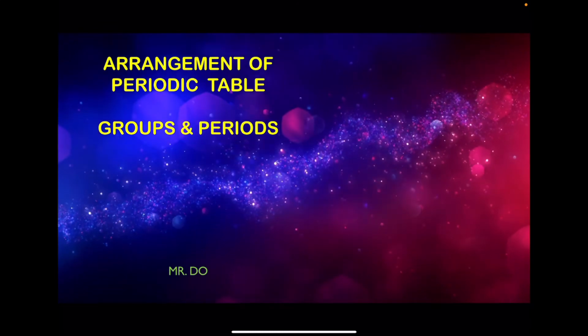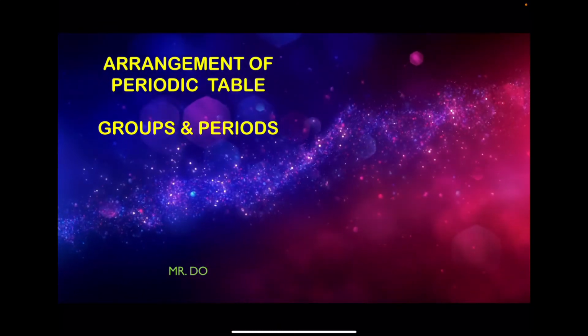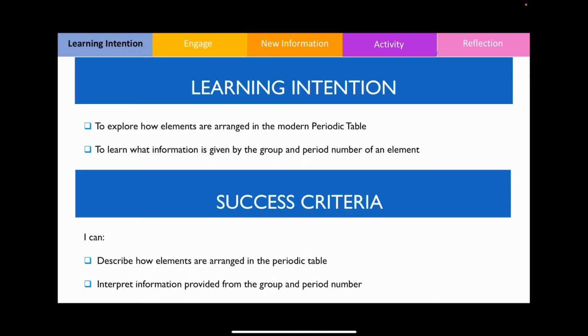Class, in this video, we're going to be looking at the arrangement of the periodic table and lastly looking at groups and periods. The learning intention of this video is for us to explore how elements are arranged in the modern periodic table and for us to learn what information is given to us by the group number or the period number of an element.